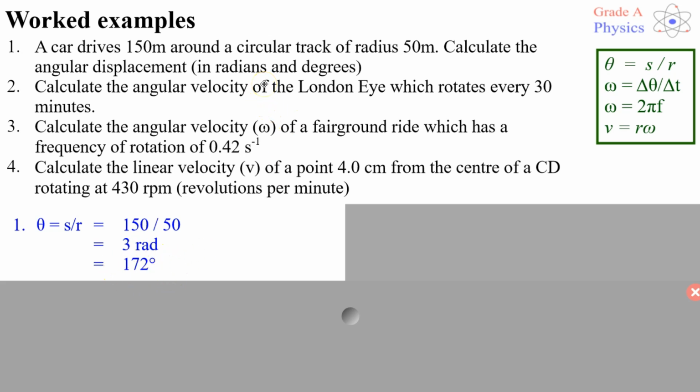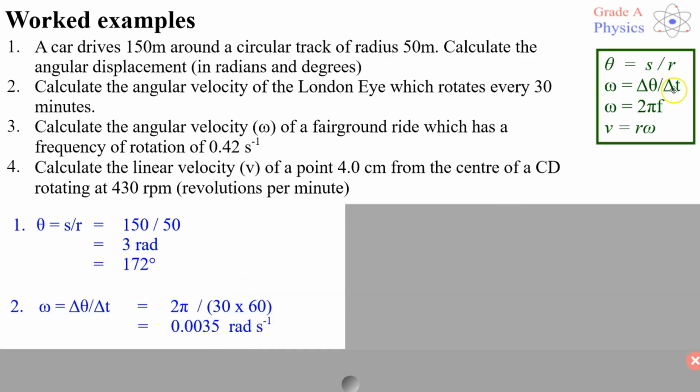Question 2 says find the angular velocity if we have 30 minutes for every full cycle. Here we're going to use this second one, omega is equal to delta theta over t. So all we need to know is the time period. We could work out the frequency and use 2 pi f, but we're going to use this one here. In one complete cycle, we have 2 pi radians, so the angular displacement is 2 pi, and the time period is, well, we're given there 30 minutes.